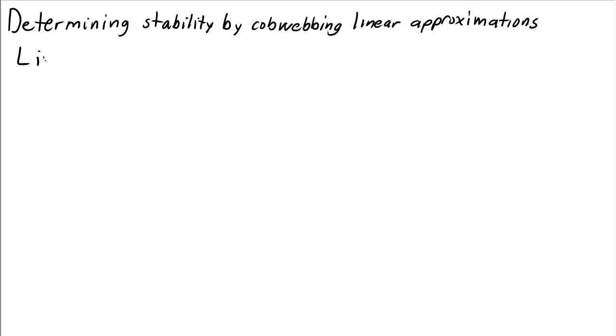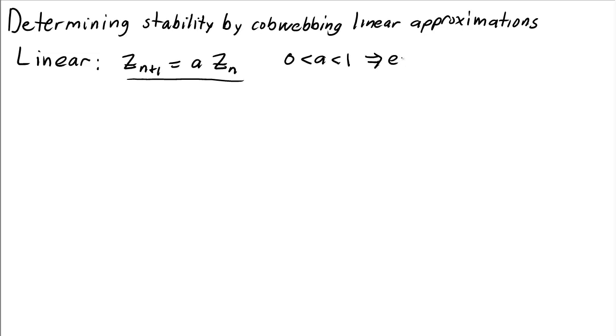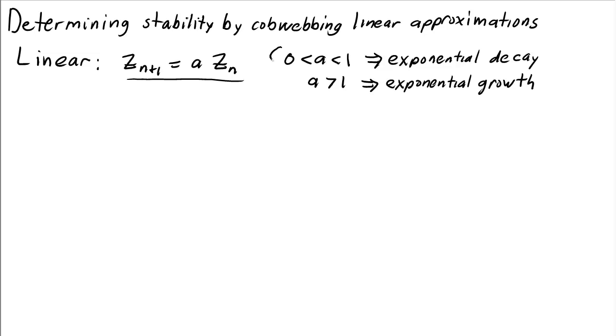A linear dynamical system, such as one in the form of Zn+1 = a·Zn, is the simplest type of dynamical system. If a is between 0 and 1, we get exponential decay. And if a is greater than 1, we get exponential growth. In these cases, it's fairly straightforward to determine what the equilibrium is and whether it's stable or unstable. But there are other cases to worry about.